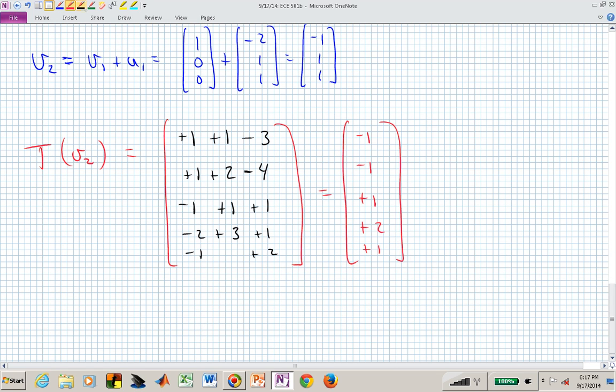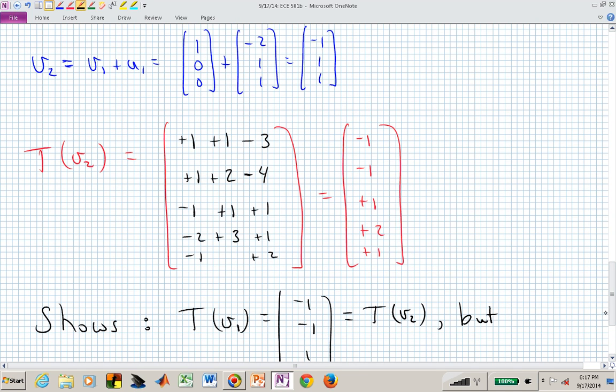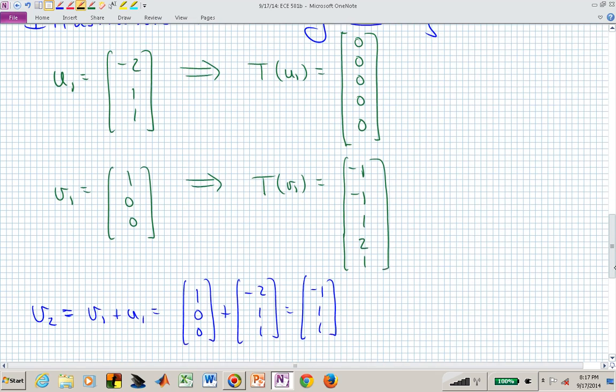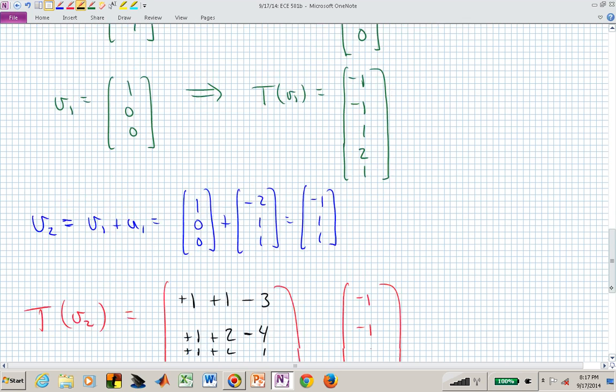That now shows that T operating on V1 produces minus 1, minus 1, 1, 2, 1. But that's the same thing that happened when we operated on V2 with T. So now we have T of V1 equaling T of V sub 2. But if we look at V1 and V2, those are definitely not the same. V1 had zeros in the last two rows, and V sub 2 does not. It actually has y equal to 1 and z equal to 1.